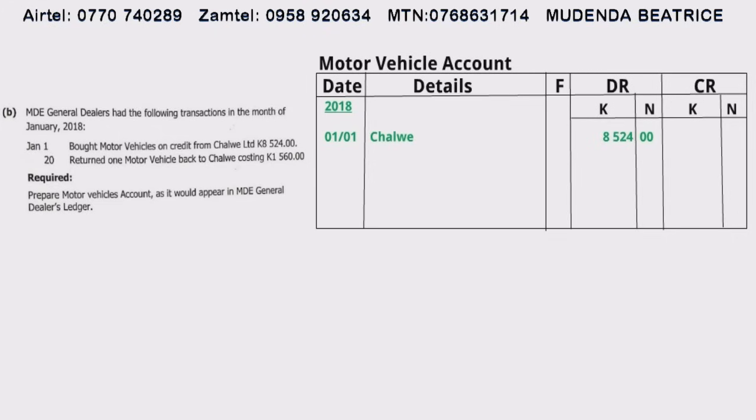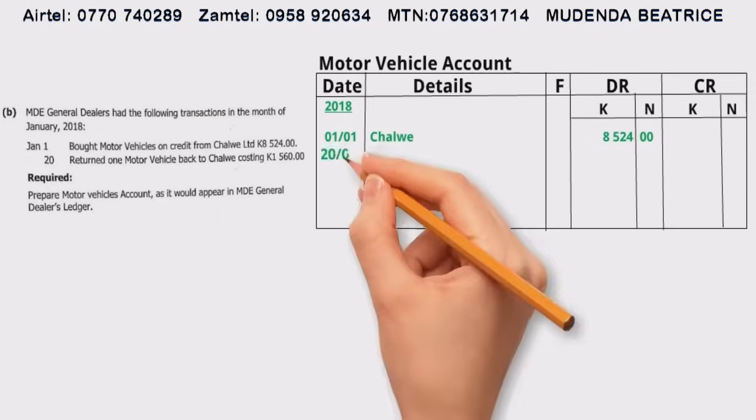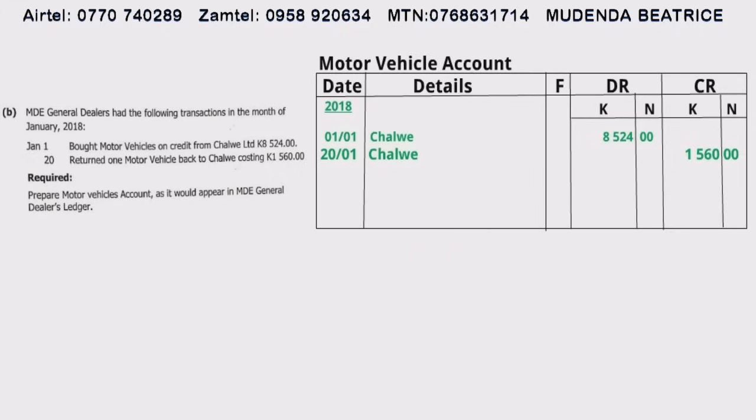They have gotten vehicles on credit, so we are going to debit. It has come to their company. Okay. On 20th January, returned one motor vehicle back to Charwe, costing 1,560 kwacha. Now this time, since he is returning one vehicle, the value of the vehicle is going down. So we're going to credit this one. So we're going to write Charwe, then 1,560 kwacha will be credited.